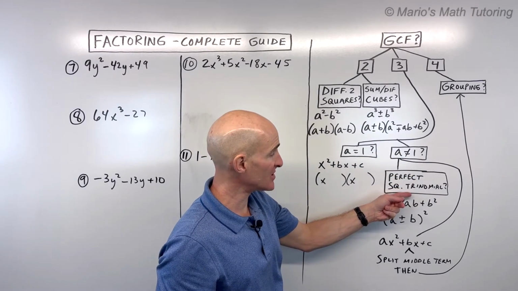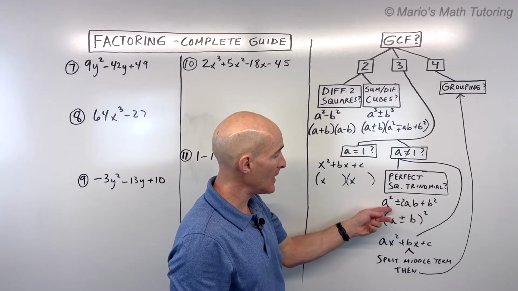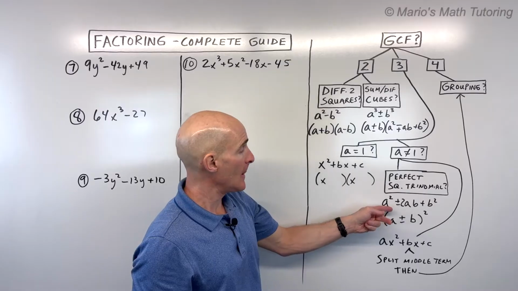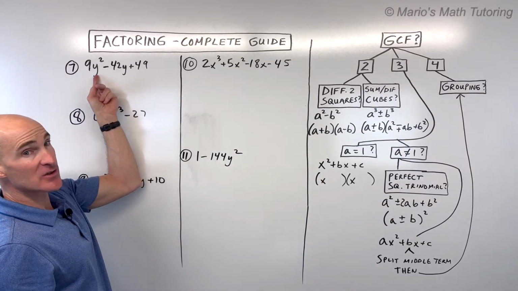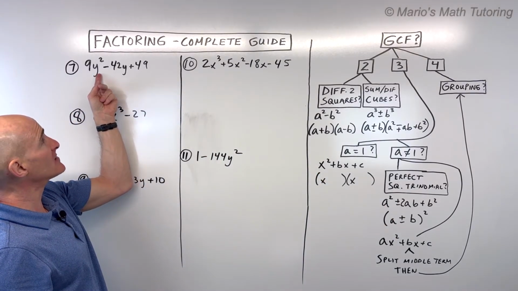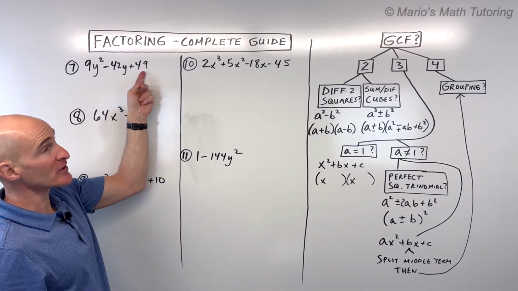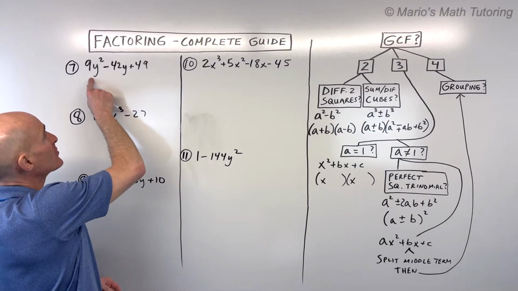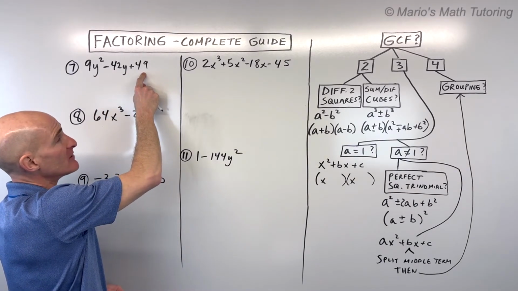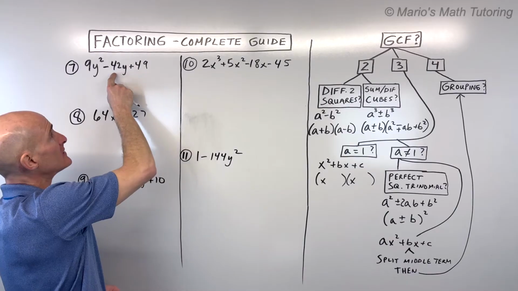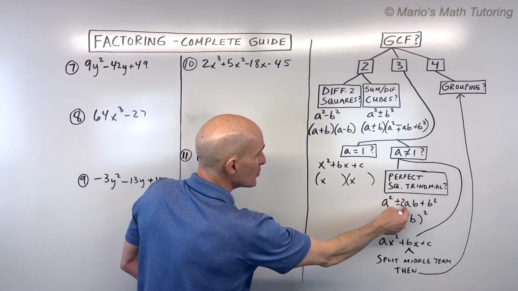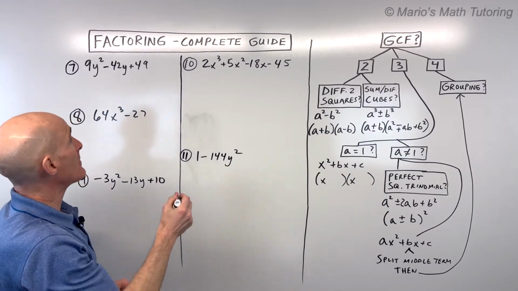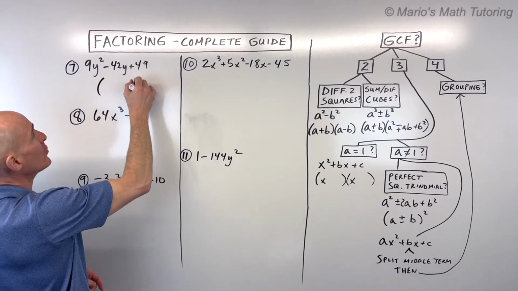First thing I do is I check to see if it's a perfect square trinomial, meaning does it fit this pattern, a squared plus 2ab plus b squared. Well, it looks like this is a perfect square because 3y times 3y is 9y squared. This is a perfect square because 7 times 7 is 49. So all I have to do is check, does 3y times 7, that's 21y, doubled, see I'm doubling because it's 2ab, does that match 42y? Yes, it does.